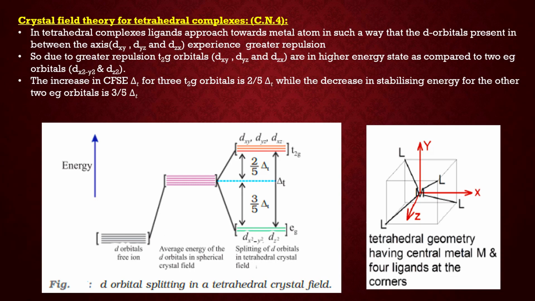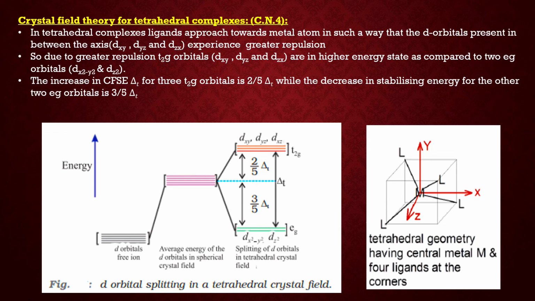Now, the next is crystal field theory for the tetrahedral complexes having coordination number 4. Now see the figure, the second figure. In tetrahedral complexes, ligands approach the metal atom in such a way that the d orbitals present in between the axes, that is dxy, dyz and dxz, experience greater repulsion. So, due to greater repulsion, the t2g orbitals, that is dxy, dyz and dxz, are in a higher energy state.